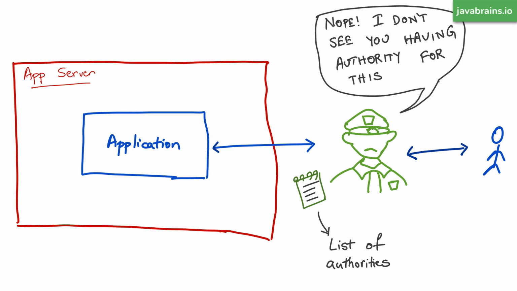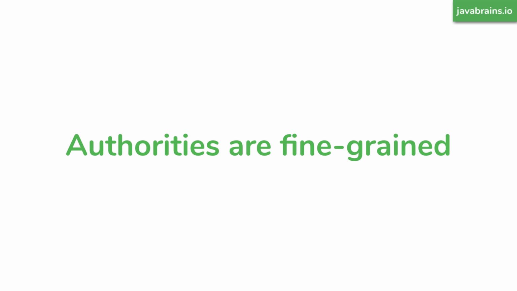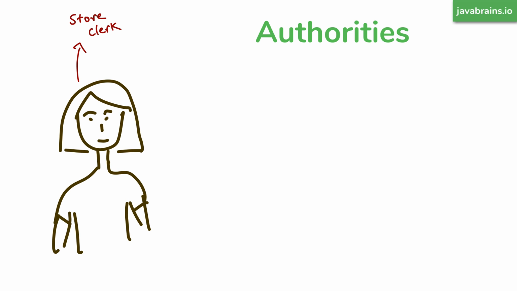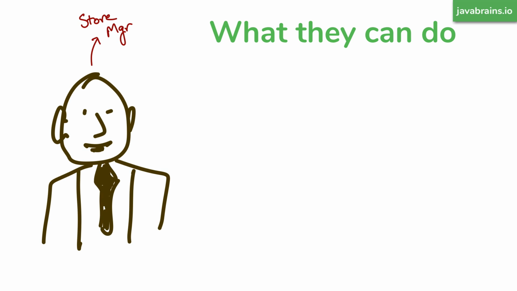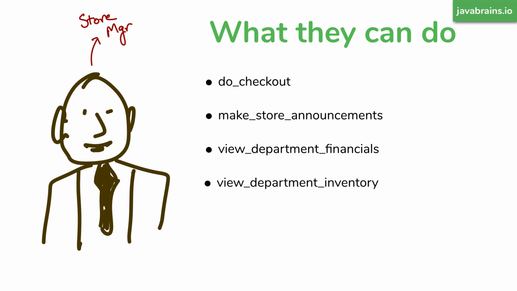Now here's the thing with granted authorities. Most of the times, for most applications, they're usually too fine-grained. Let's say the retail store hires 5 store clerks. Now each of these store clerks, someone has to assign all the right authorities every time. Every time a store manager is hired, someone has to make sure all the right authorities have been assigned to them. So this can be tedious.